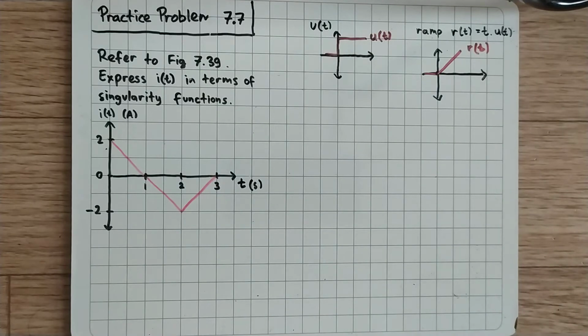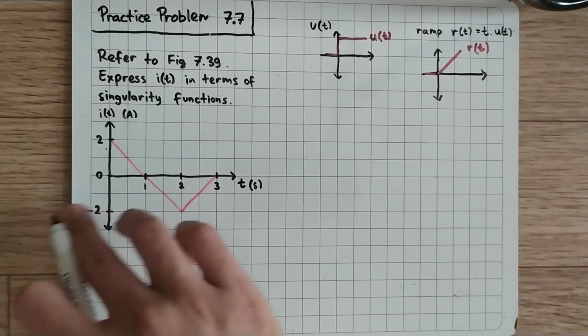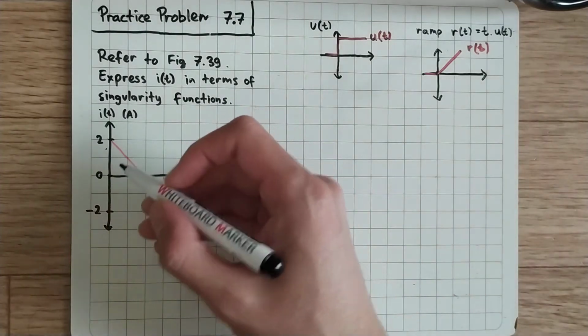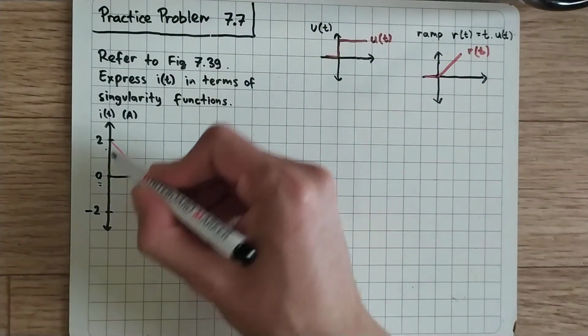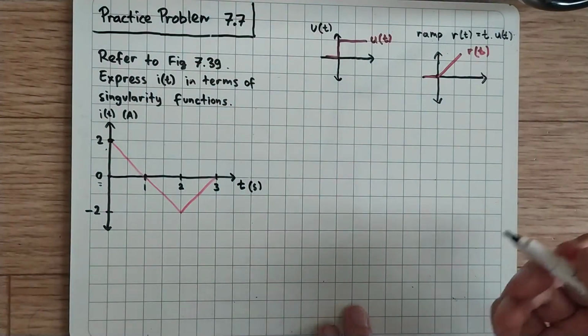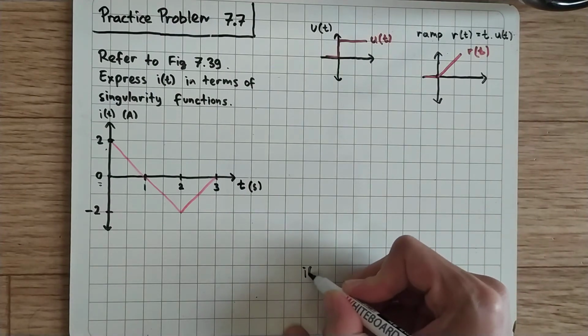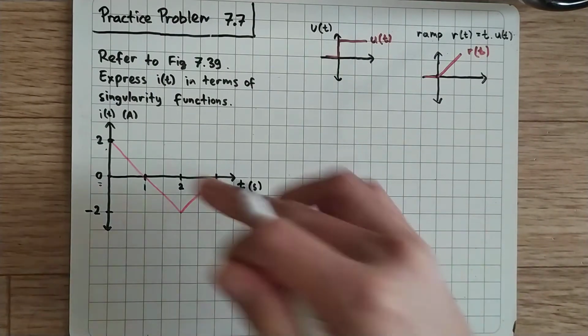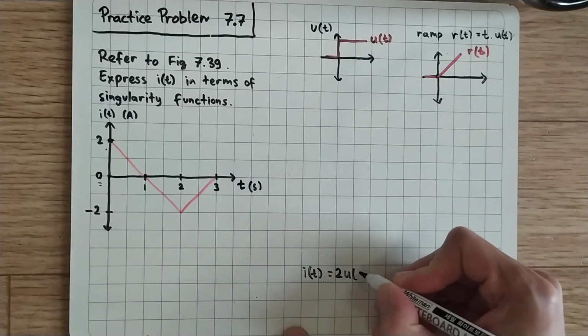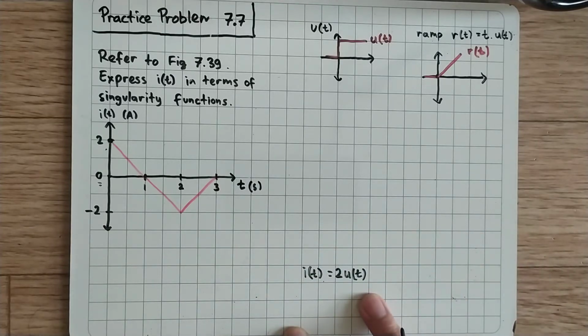Okay, now let's check this function out. First, before 0, we don't know, but we just assume that it will be 0. And then at t equal to 0, the value of i is 2. So now we have i(t) equal to 2, and we want to multiply it by u(t). Okay, so this is our first step, and I will sketch this.